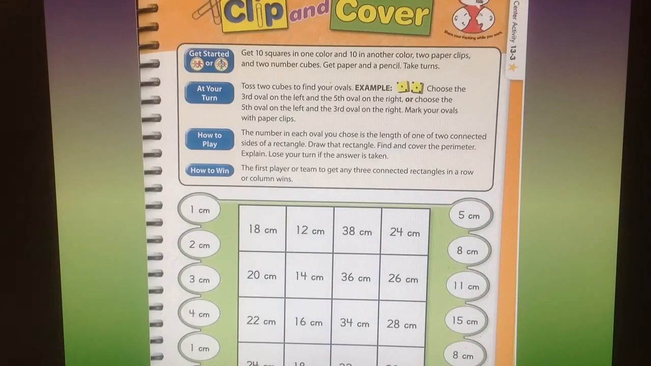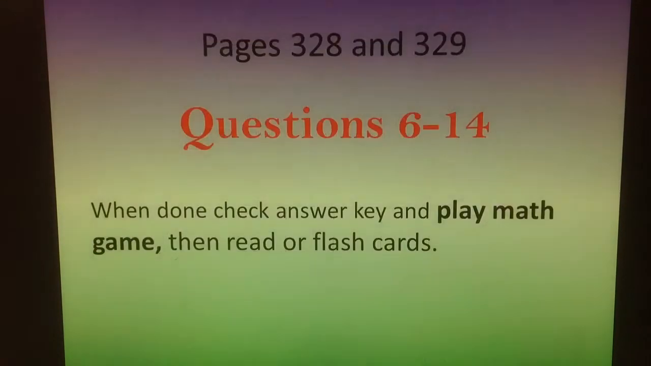176 altogether. We played a game when we were done today, and that was it.